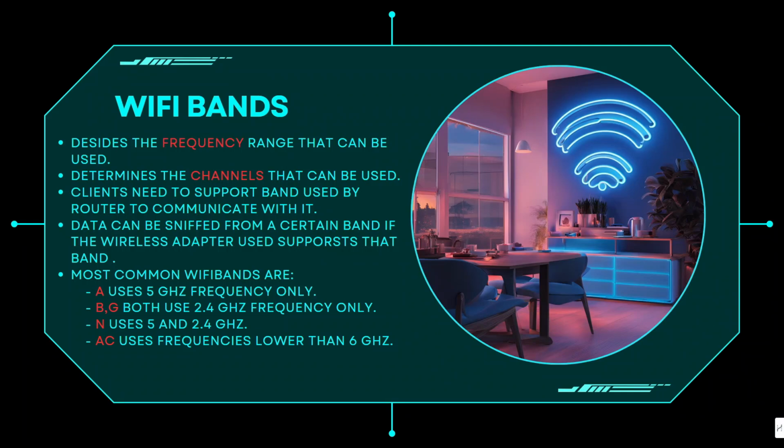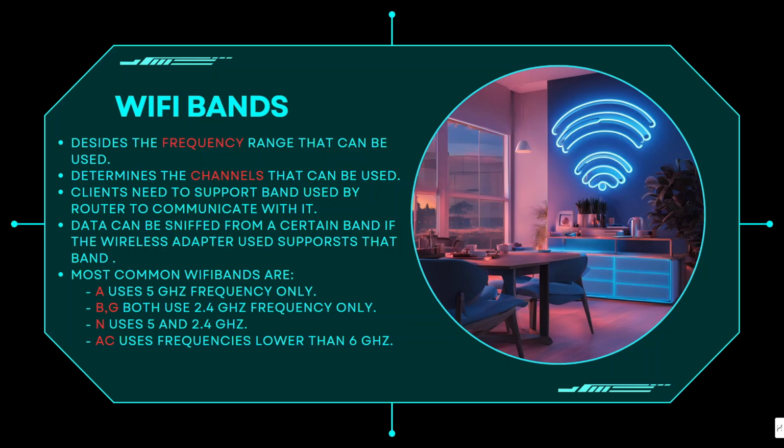The 2.4 GHz band is great for long range. It can travel further and penetrate walls better than 5 GHz, but it is more crowded. Many devices like microwaves, baby monitors, and Bluetooth all operate on the 2.4 GHz band, which can lead to interference.